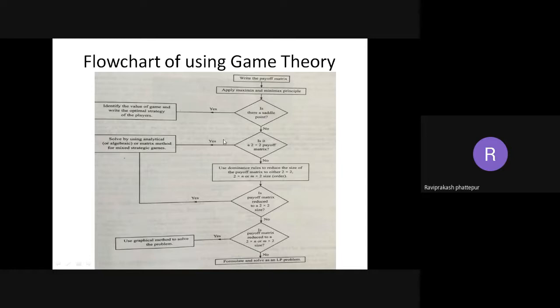Otherwise, bring the matrix to 2 cross 2, or m cross 2, or 2 cross n. If yes, you have brought it into 2 cross 2, go back to using the analytical methods and finish it off. If not, check whether it is 2 cross n or m cross 2, then use the graphical method. If still you have not got 2 cross n or m cross 2, what we need to do is formulate the problem into a linear programming problem and solve it accordingly. So this is the flowchart.